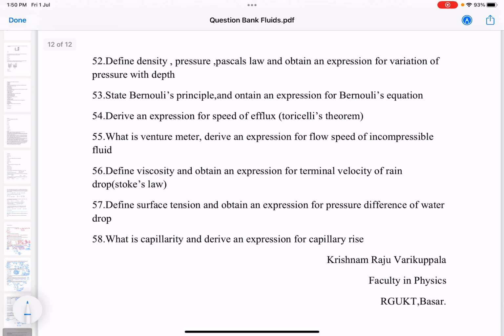Define density, pressure, Pascal's law, and obtain an expression for the variation of pressure with depth. These are the descriptive questions. You can solve again by seeing the notebook or textbook.